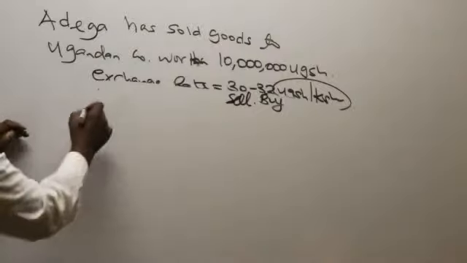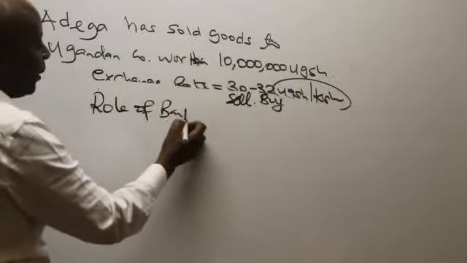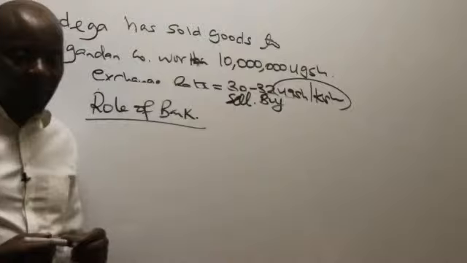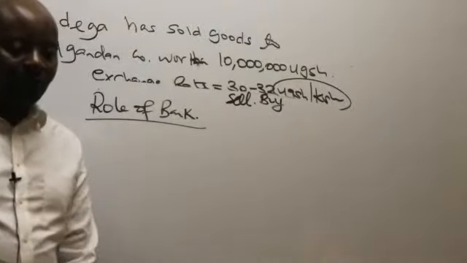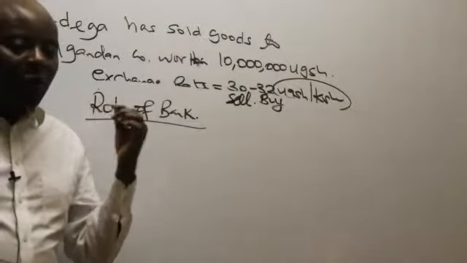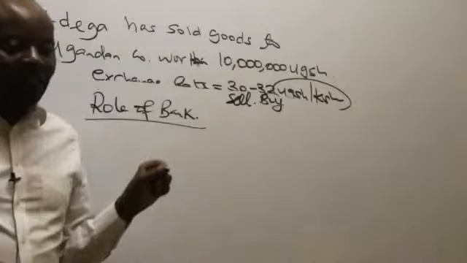So then come and give me the role of the bank. Role of the bank. Again, don't overthink. You know, the bank could either buy or sell. Don't overthink.